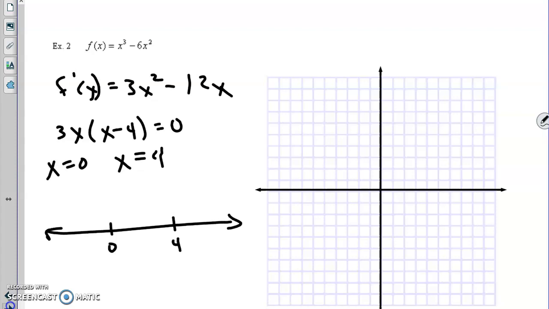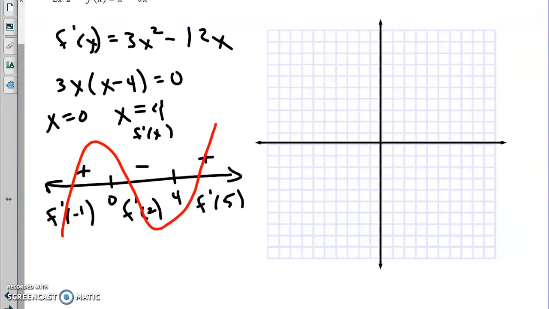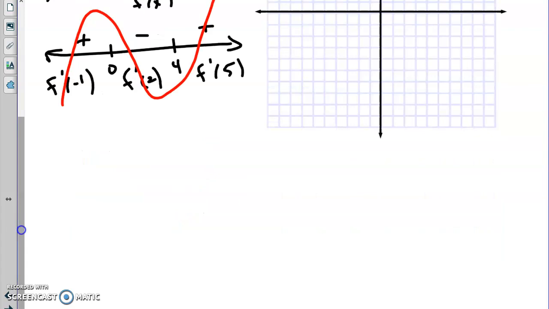Put them on our plus minus line. Plug them into f prime. I'm going to go f prime of negative 1, f prime of 2, and f prime of 5. When I plug those in real quick, I get plus minus plus, which means increasing, decreasing, increasing. So you could finish that off by finding the increasing and decreasing intervals. How do I find the coordinates for the rel min and max? I got to plug into the original. 0, 0 is the rel max, increasing followed by decreasing, and 4, negative 32 is the rel min.